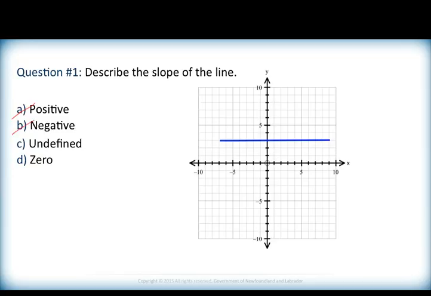Now we're left with undefined and zero. If we look at this line, there is no rise. The rise is zero. So if we have slope equals rise over run, well, there is no rise because it constantly goes through y equals 3. So the rise is 0. And the run doesn't really matter how many units it is going. Anything divided by 0 will result in 0. Therefore, the slope here will be 0.